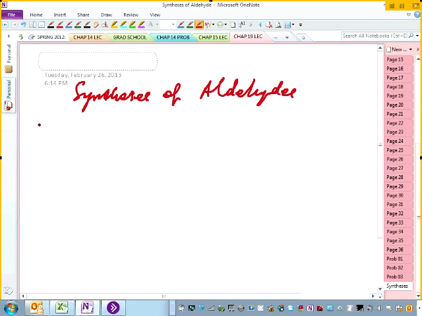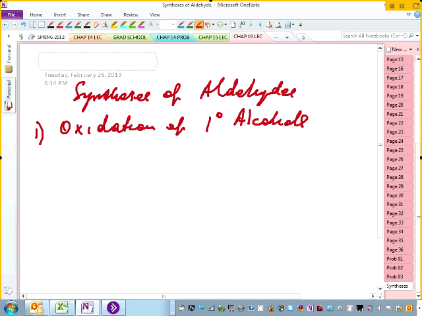There are several synthetic methods for aldehydes. The first one we are going to consider will be oxidation of primary alcohols. Like I say, this is a familiar reaction to all of you. If you take this primary alcohol here, what reagent do we need to go from a primary alcohol to an aldehyde? PCC, very good.